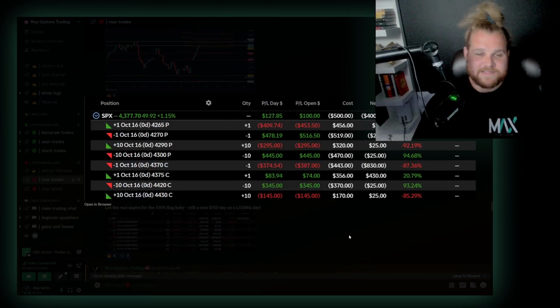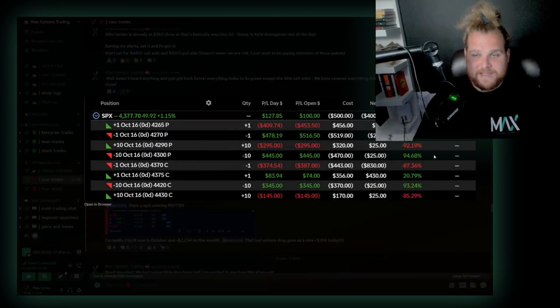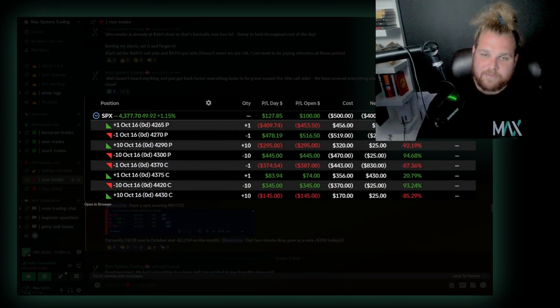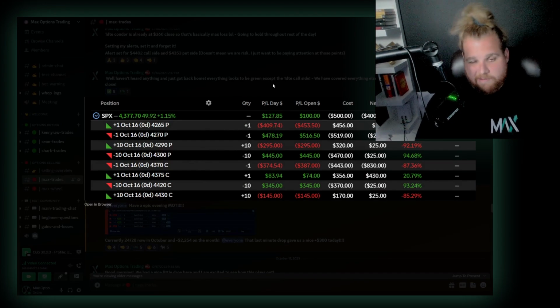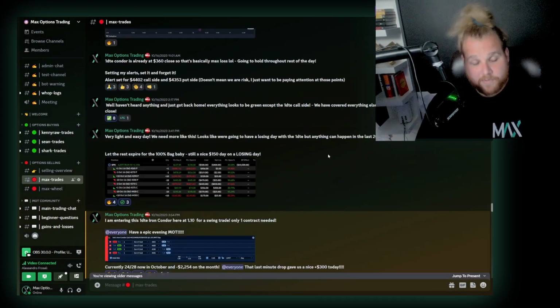Hey, look at this. We made $127. Okay. It is what it is. That's a huge day. 10,500 total collateral. So at max loss, I probably would have lost somewhere around $3,000. I made 127. It seemed like a very tight day, but overall green is green.